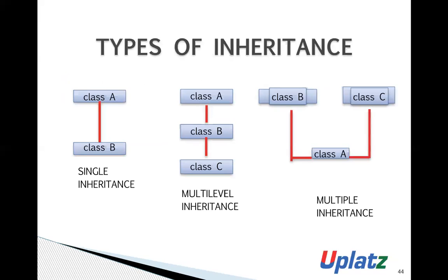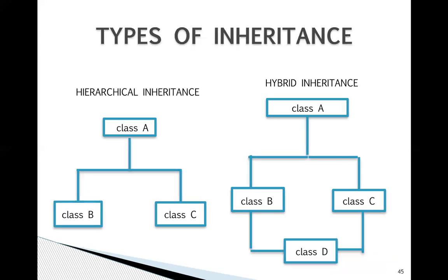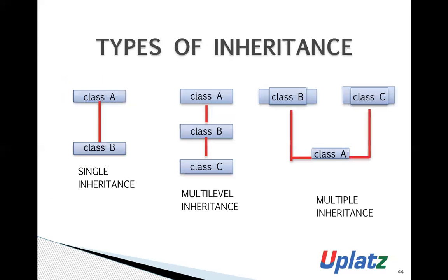Now, let us try to understand the different types of inheritance that are there in Java. There are single inheritance, multi-level inheritance, multiple inheritance, hierarchical inheritance, and hybrid inheritance. Let us try to understand all these better. Let us take single inheritance first. In single inheritance, you can see two classes: class B is inherited from class A. Class A is the superclass and class B is the subclass or the child class.